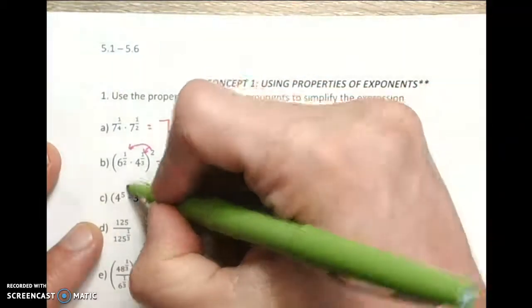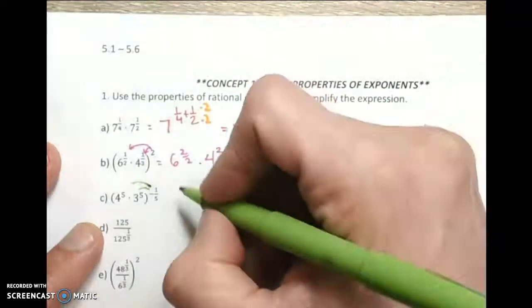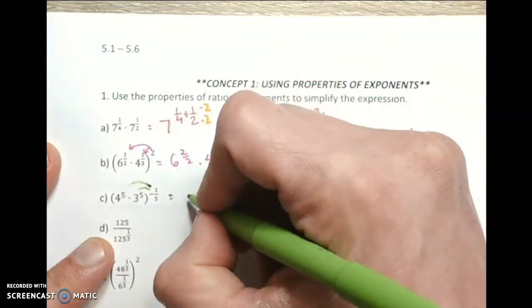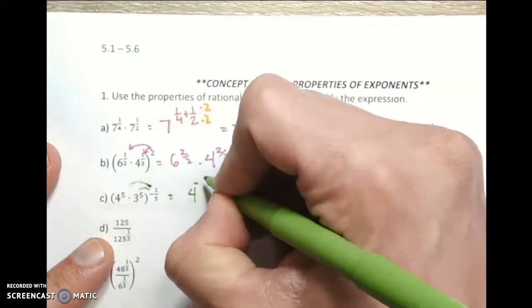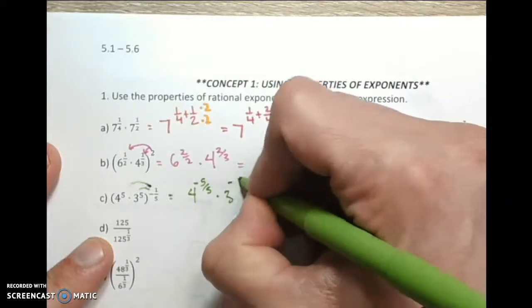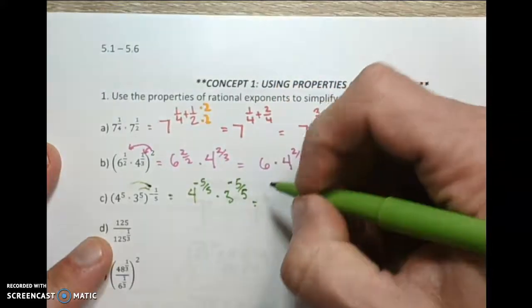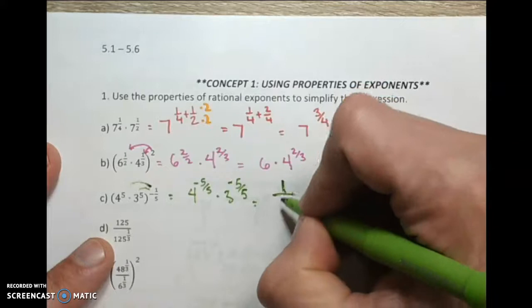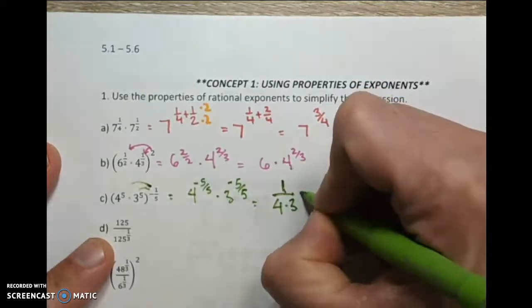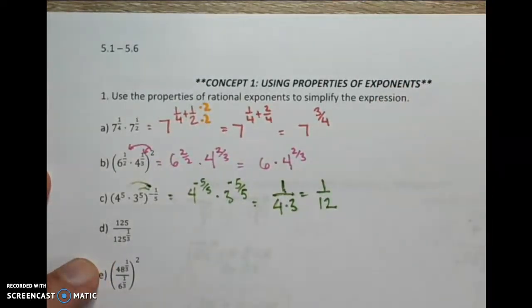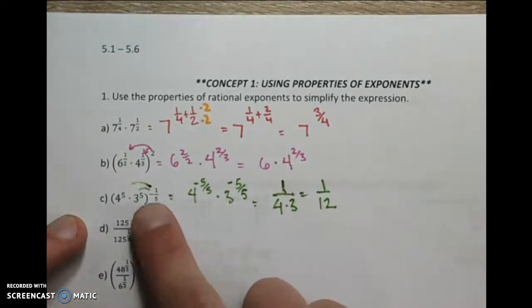Same idea. Distribute. This one has a negative though, so I'm going to first distribute. So I get 4 to the negative 5/5 power times 3 to the negative 5/5 power. And again, those are 1s really, so it's 1 over 4 to the 1st power times 3 to the 1st power. And now that's 1 over 12. Again, negatives are not negative numbers, they're just really small numbers, so we write them as fractions.